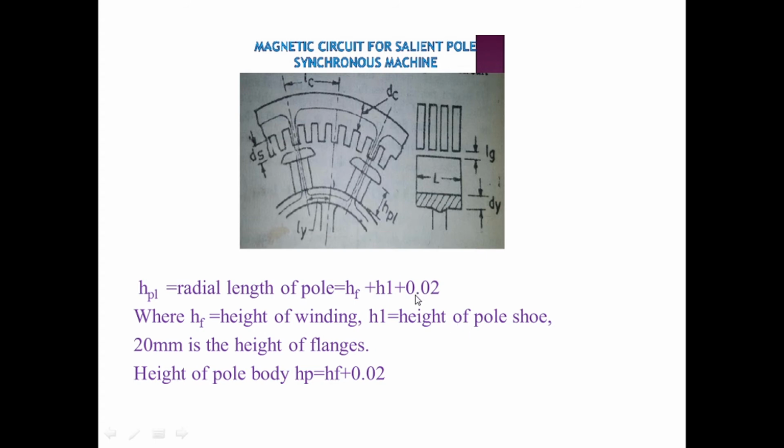and plus 0.02. So 20 mm is the height of the flanges. To connect the cables, flanges and spools are used, which is a small extension given in the field winding to connect the cables. So that is 20 mm, you can say it is an extension, the height of the flanges. Therefore the height of the pole body HP is given by HF plus 0.02, that is the height of the field winding plus around 20 mm.